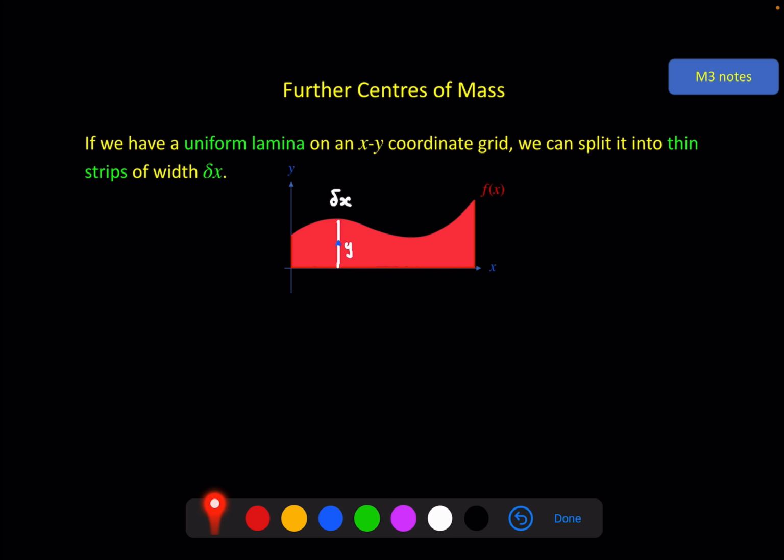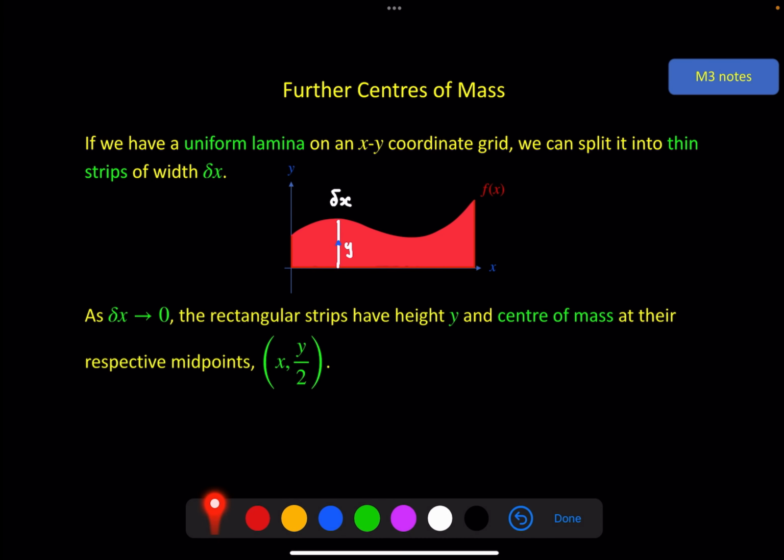But as delta x gets smaller and smaller and tends towards 0, this strip becomes thinner and thinner, and the x-coordinate of the center of mass just becomes whatever the x-coordinate of the strip is. The y-coordinate stays as y over 2. So as delta x tends to 0, the rectangular strips have height y and center of mass at their midpoint x, y over 2. I've just put one on there, but obviously we split this area into lots and lots of different strips, and each strip has its midpoint here as the center of mass.